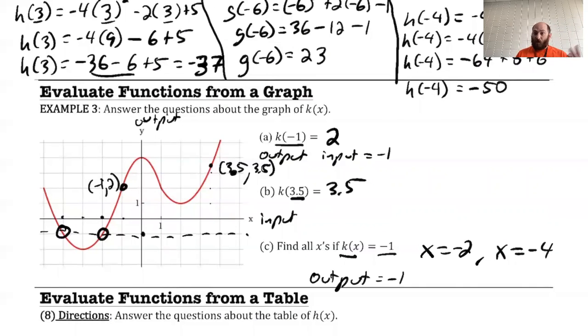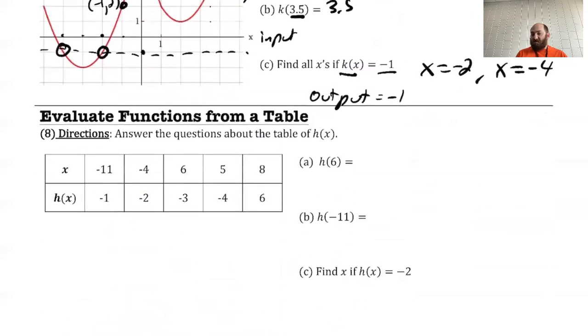Okay, so two types of problems from a graph. What's the output given an input? What's the inputs given an output? Okay, so it's just two different things. So in this case, find the output. Here's the input of -1. Here's the output of -1. Find the inputs. From a table, kind of similar.